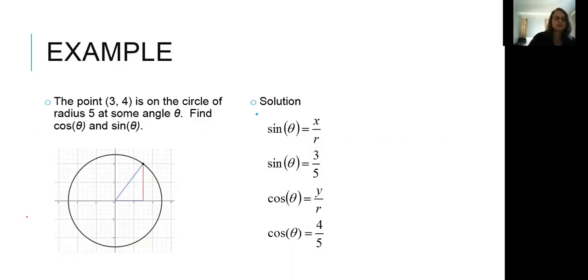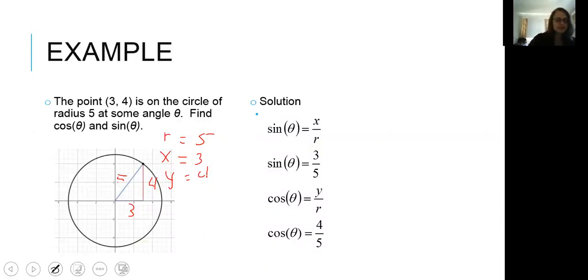Well, let's write down on this circle what we know. We know the length of the radius is 5. We know that the x-coordinate is 3, which means that this length here is 3. And we know that the y-coordinate is 4, so the length of the vertical side is 4. The other way we can do this is we can just write r equals 5. Our point is at the coordinates 3, 4, so x equals 3, y equals 4.